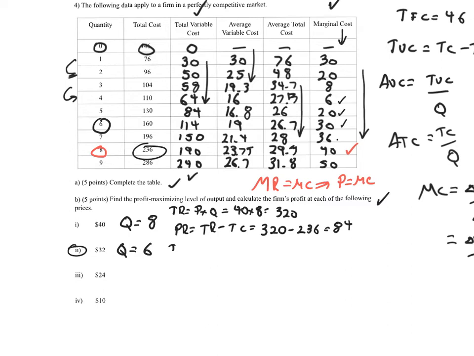The total revenue at a price of 32 is 6 times 32, which is 192. Profits are total revenue, which is 192, minus the total cost, which we were given, is 160, and so the profits are equal to 32.